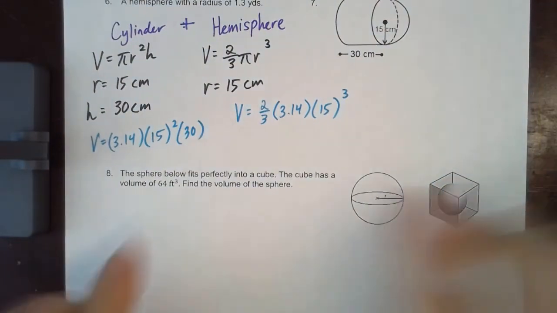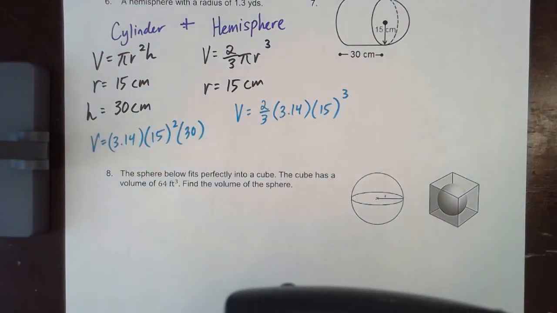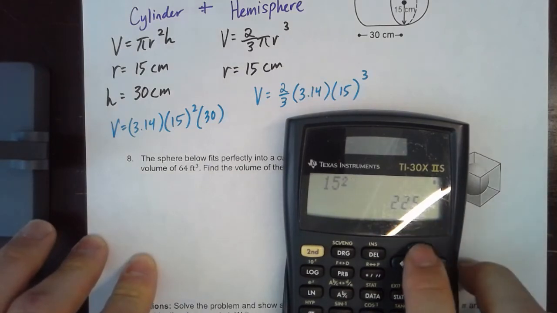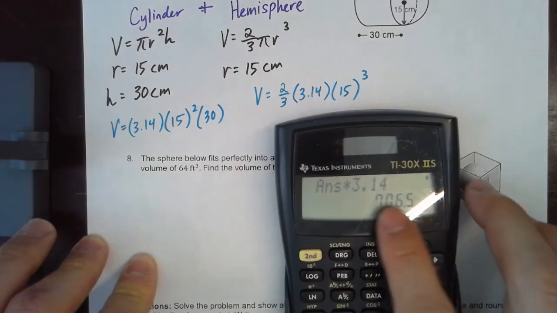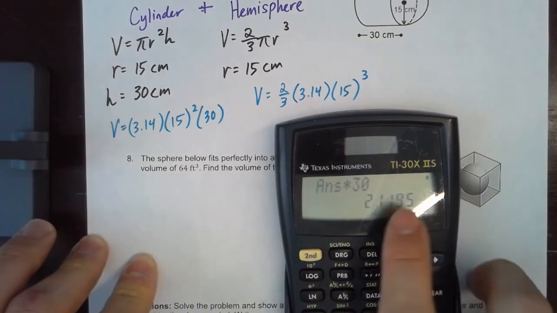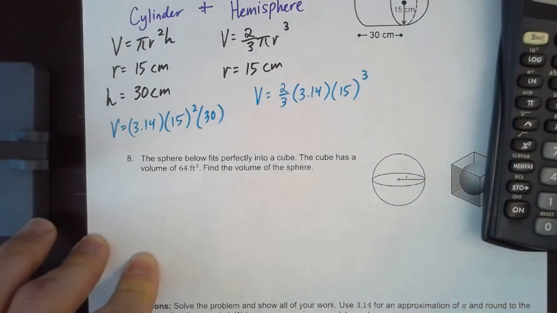Now this is just a calculation that you need to do. Always start with the exponent because that's the order of operations. I'm getting 15 squared, which is 225, times 3.14, which is 706.5, times 30. And I'm getting 21,195. That's a big number.